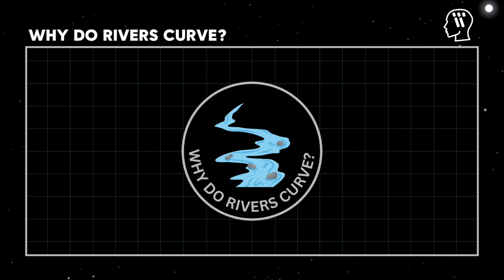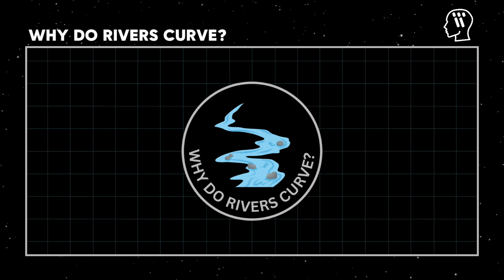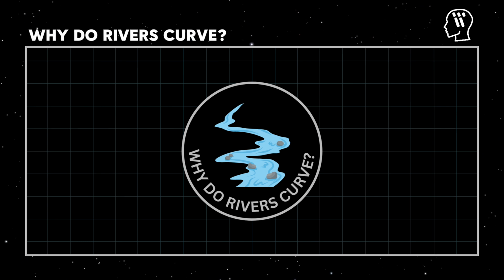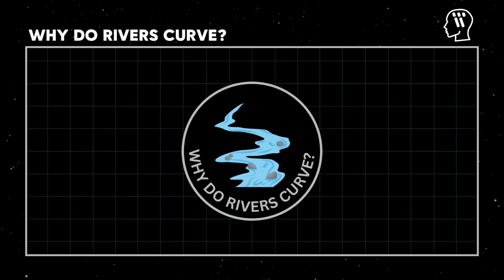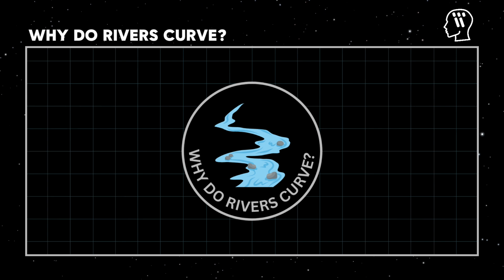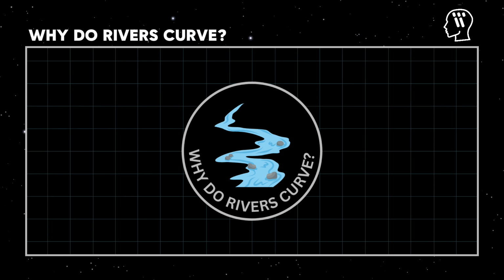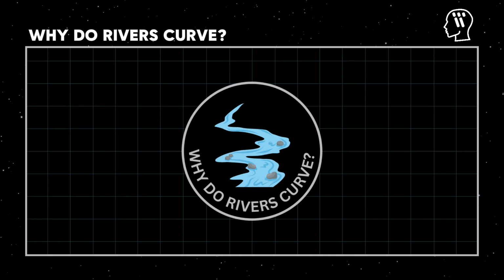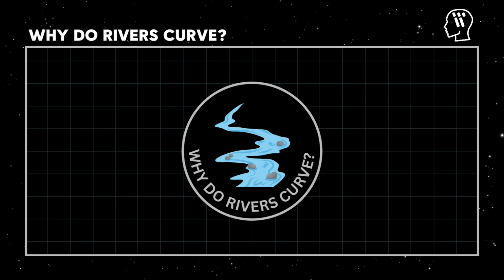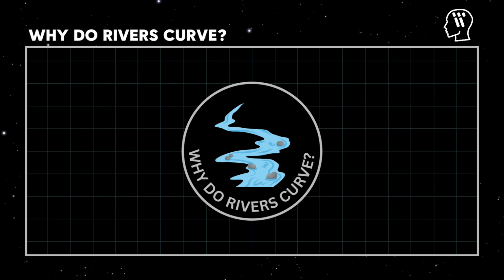Picture a peaceful river winding through a valley, cutting its way through the land. At first glance, it may seem like the river is just flowing randomly, but there's actually a lot of science behind those curves. These curves are called meanders, and they form because of the way the river interacts with the land around it. So, why do these meanders occur in the first place? The answer lies in the river's flow and the forces acting on the water.